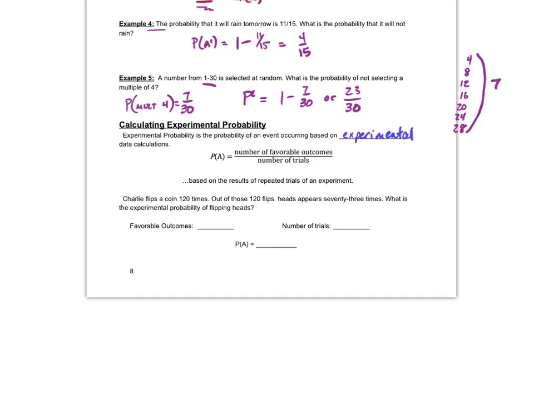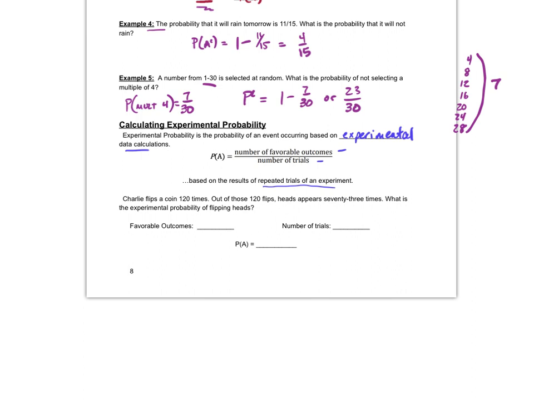Okay, so calculating that experimental probability is going to be the probability of an event occurring based on the data that we're given. So we look at the probability again of the favorable outcomes divided by the number of trials. Versus before, we were talking about the number of possibilities of it happening. Here we're talking about trials, so we will look at it from a data-driven perspective based on the results of repeated trials.